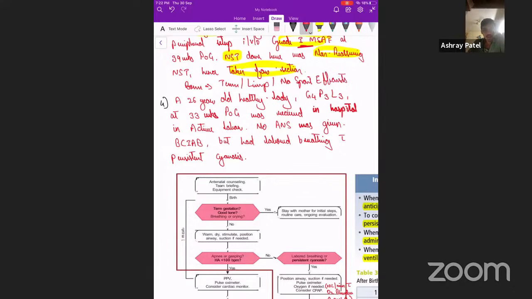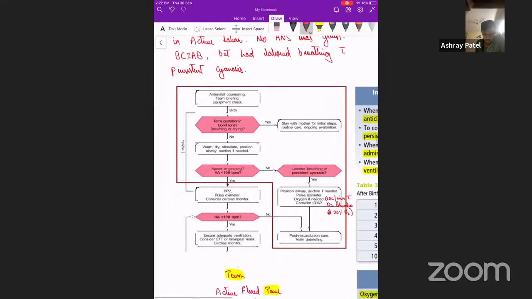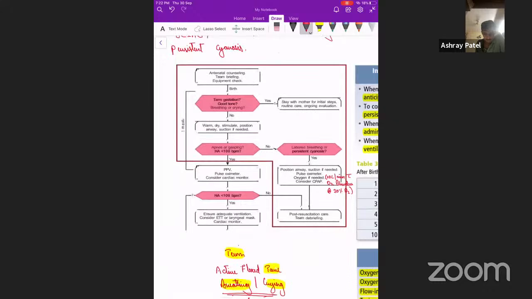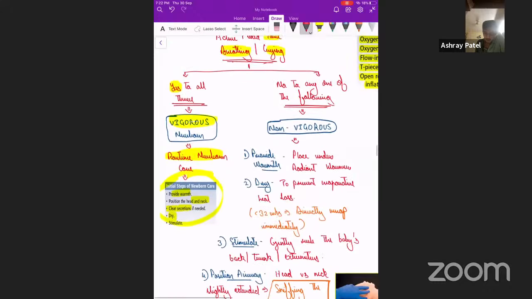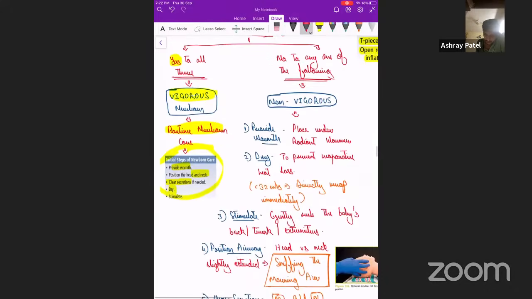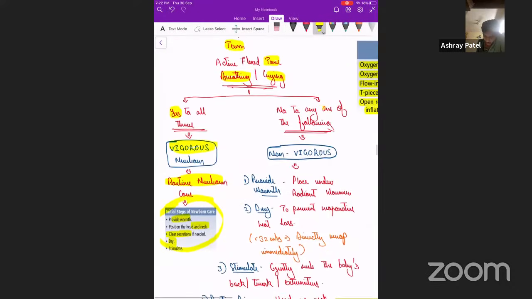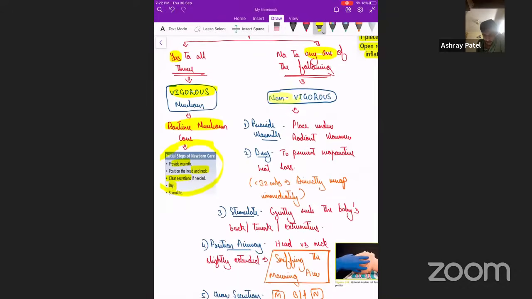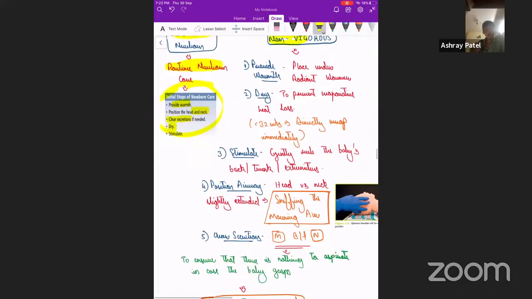Anyone would like to answer? What do we do now? Yes, so we'll go ahead now. Since it is a no to any one of the following, since the baby is not active and the baby is not crying, we term the baby as a non-vigorous newborn. And then we go and provide the initial steps of neonatal resuscitation.